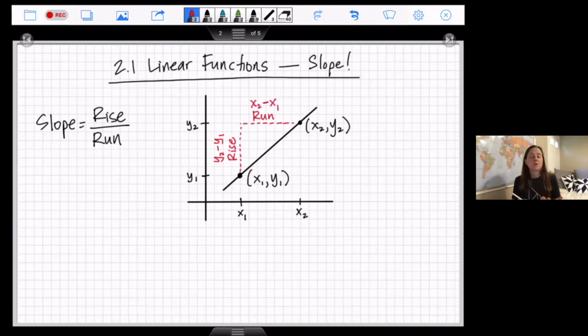All right, so our slope, that is rise over run, is just going to be the difference in the y coordinates over the difference in the x coordinates. So our slope formula is going to be y2 minus y1, that's our rise, over our run, x2 minus x1. All right, so let's go try this out with an actual example.